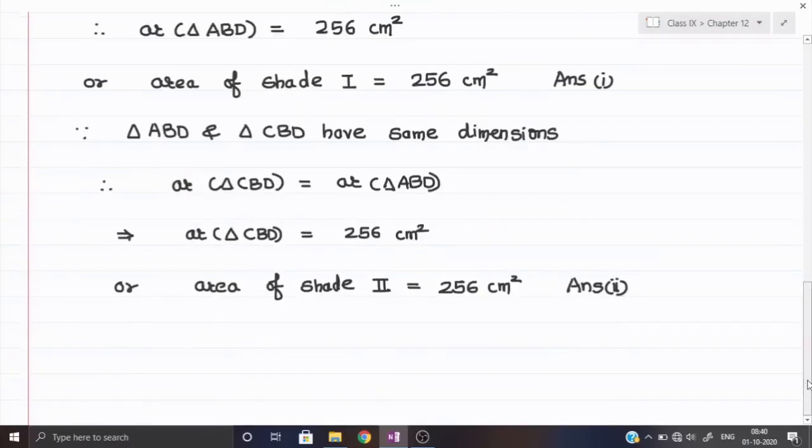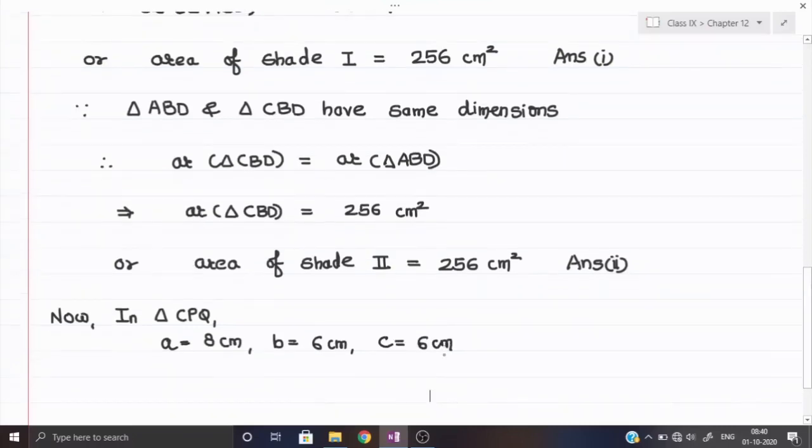Okay, so first we shall write down in triangle CPQ: A is equal to 8 centimeter, B is equal to 6 centimeter and C is equal to 6 centimeter. Okay, let us start further.